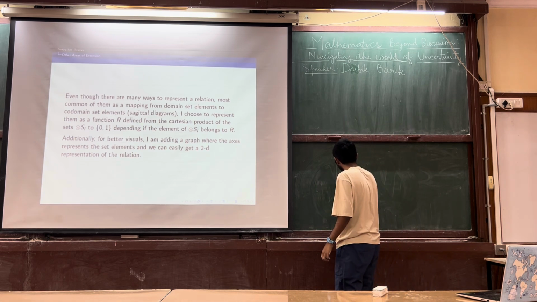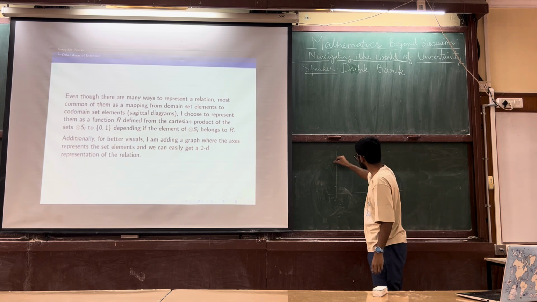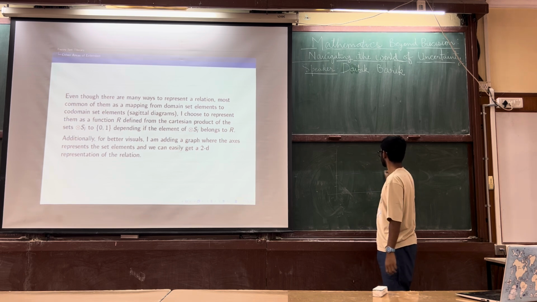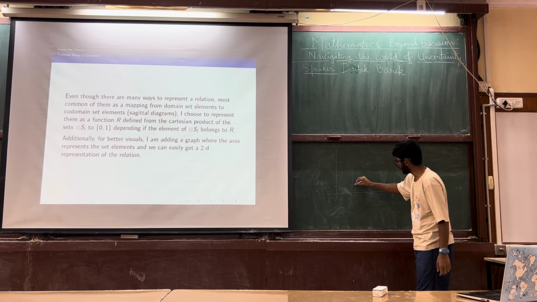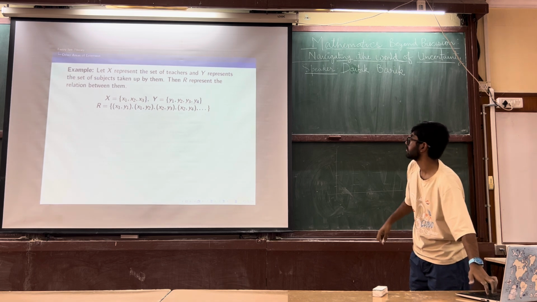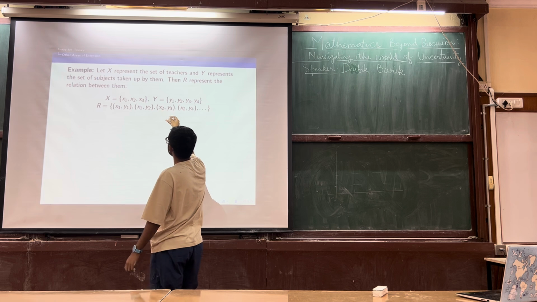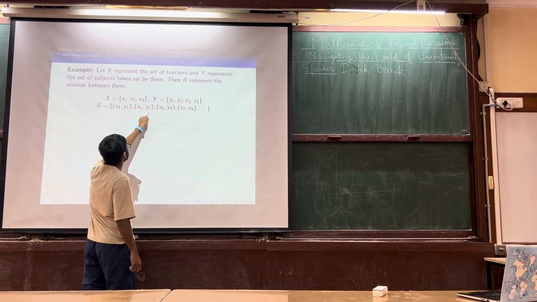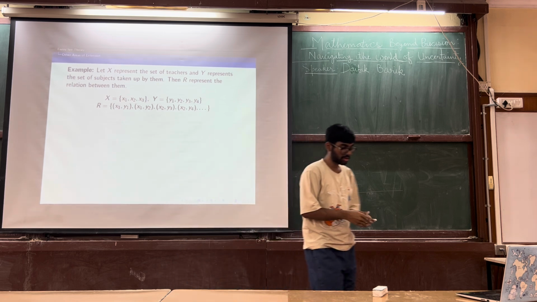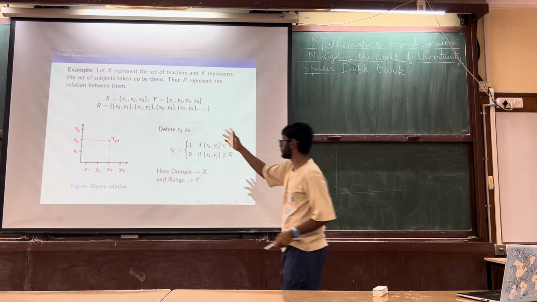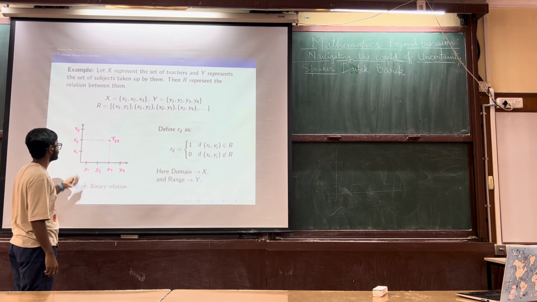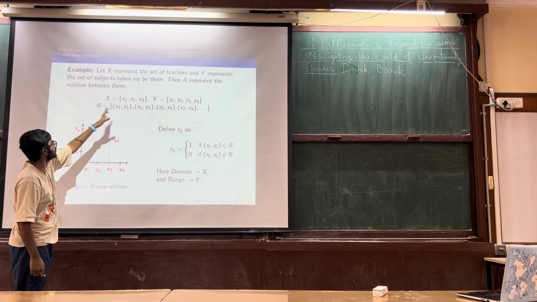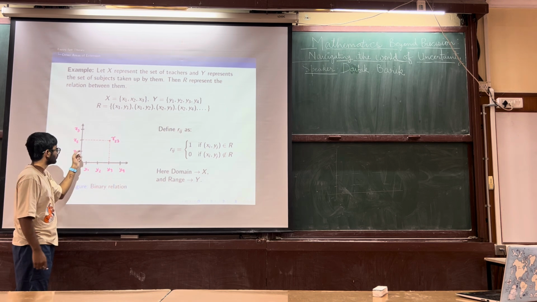I take the points of set A here and the points of set B here, and then I define the different points. I take X as a set of teachers and Y represents the set of subjects taken up by them. R represents the relation. Let's say teacher X1 takes subjects Y1 and Y2, X2 takes subjects Y3, Y4 and so on. So how do we represent it? We take a graph and we write Y1, Y2, Y3, Y4, and we just highlight those points which are included in the relation. If I take the whole Cartesian product, all the lattice points will be included.